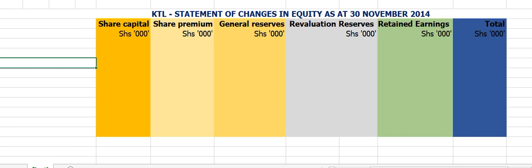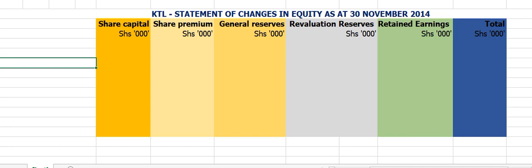Then under the revenue reserves, these are created from the profits of the business and they can be paid out as dividends. For example, the retained earnings, or what we call the accumulated profits. These are the records of all the retained profits of the company. Then the general reserves is an extension of the retained earnings reserve.